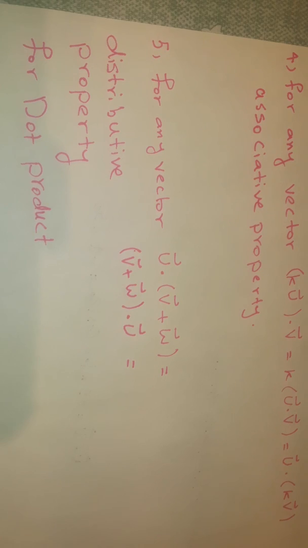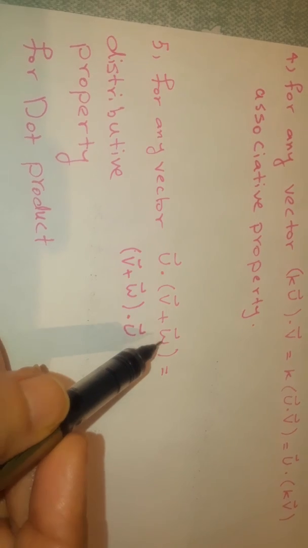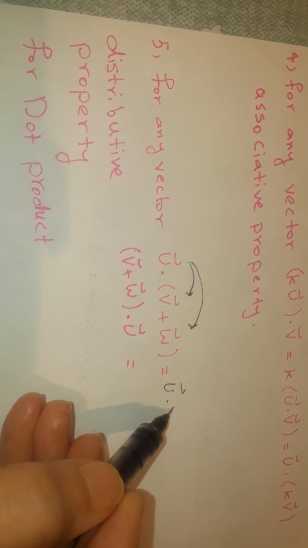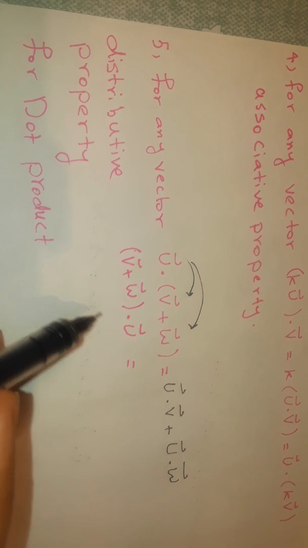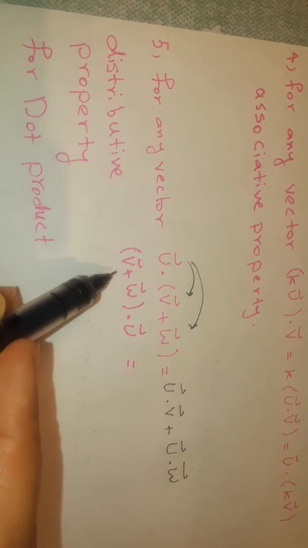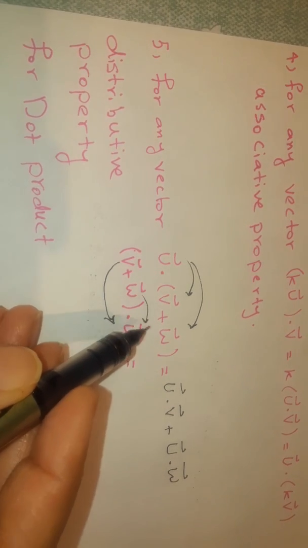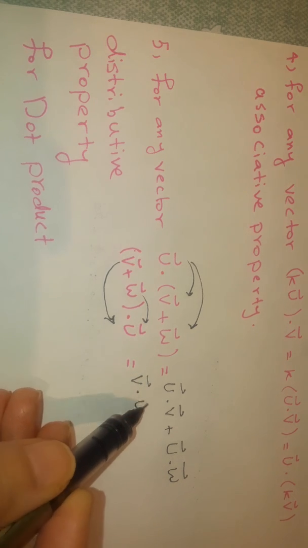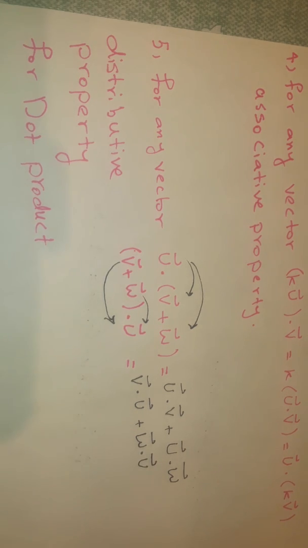So the distributive property. Of course, if you have u dotted to a bracket v plus w, you can dot this one in. So it's going to be u dot v plus u dot w. If it is in this shape, v is dotted to u, and then w will be dotted to u. So we have v dotted to u plus w dotted to u.